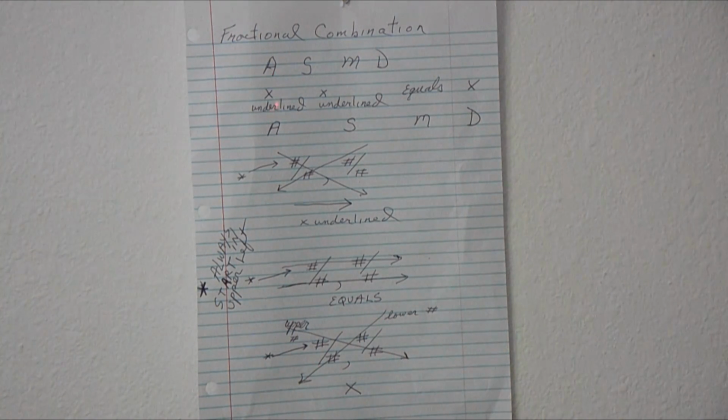So you want to just try to keep in mind X underline: that's add and subtract, equals, that's multiplying, X, that's divide. So this is the procedure that you want to use on this. Now, the other thing you want to keep in mind is that when you're combining fractions, there's going to be an answer that you come up with. If you use this x underline equals x, that's going to give you an answer.